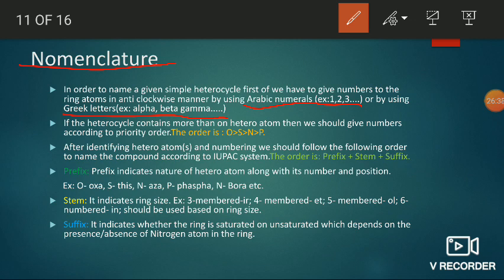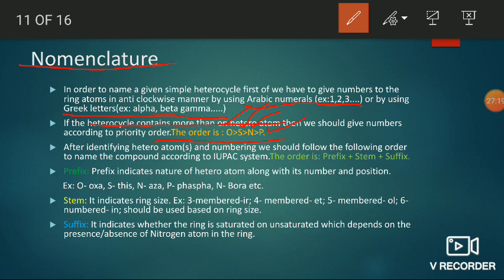Here, if the heterocyclic compound contains more than one heteroatom, then we should give numbers to the heteroatoms based on their priority order. There is some priority order. For example, if the compound contains oxygen, sulfur, nitrogen, or phosphorus, the order is we should give first priority to oxygen, next to sulfur, next nitrogen, next to phosphorus. This is the priority order of different heteroatoms in heterocyclics.